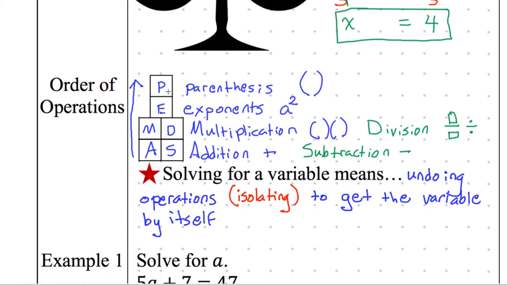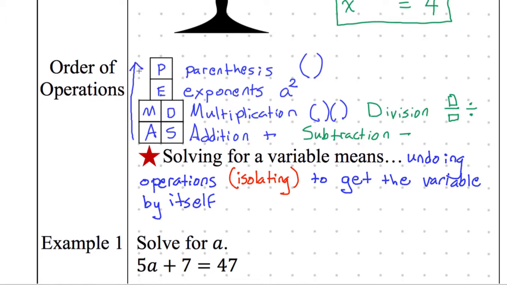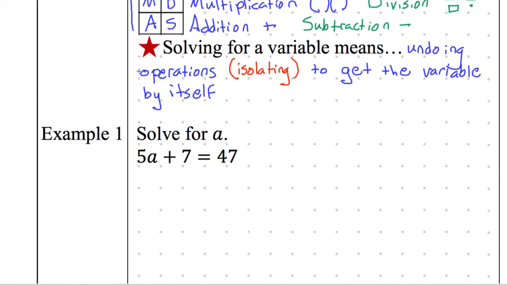That might be till the end of high school. That might be till college. This you need to have down. When I'm solving 2-step or 3-step or 5-step equations, I'm going with reverse order of operations. All right, let's try it out.